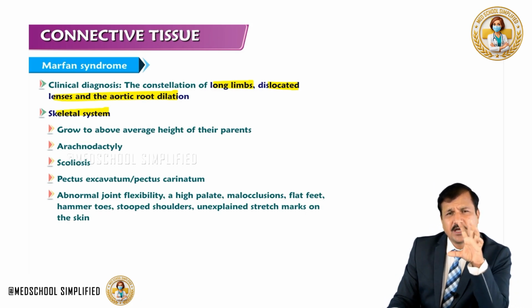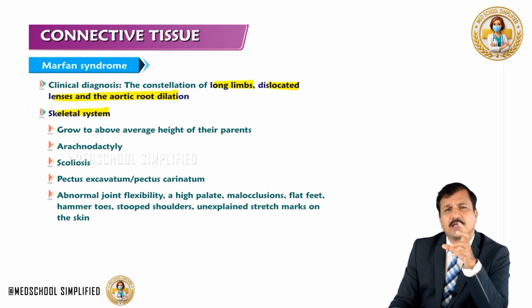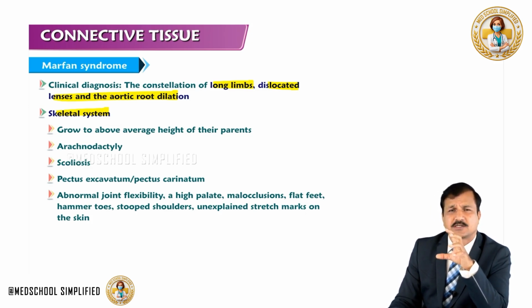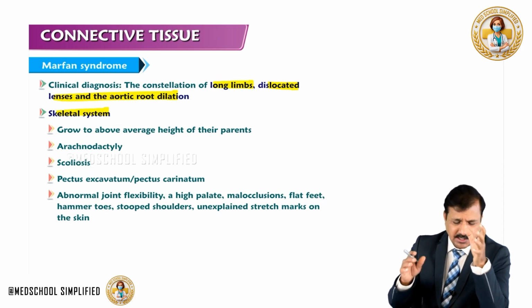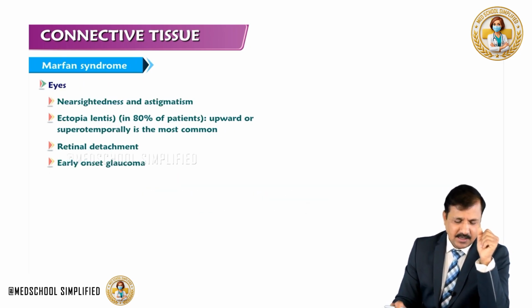Patients may have abnormal joint flexibility, they may have a high palate, malocclusions, flat feet, hammer toes, stooped shoulders, or they may have unexplained stretch marks on the skin. These are some of the skeletal changes that are seen in Marfan syndrome patients.